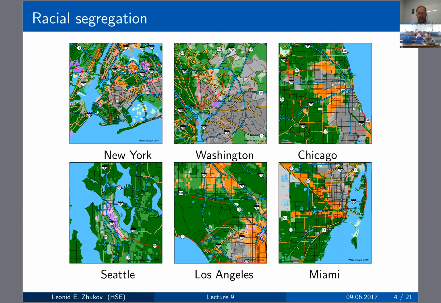And the way to read this color coding is that green is white population, orange is Latinos, gray is black, and I believe this purple is Asian. And for example, if you look at Chicago, you will realize that yes, there is a lot of white population living here, right? But then there are big enclaves of black and Latino population right there.